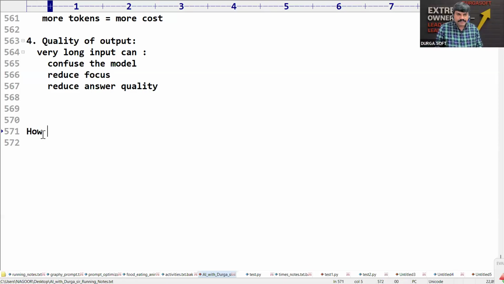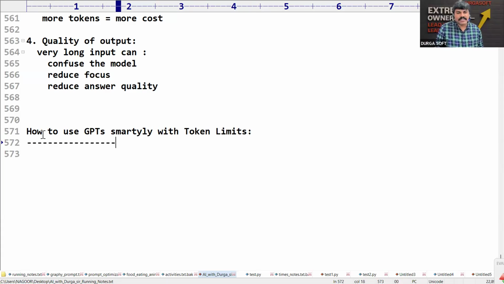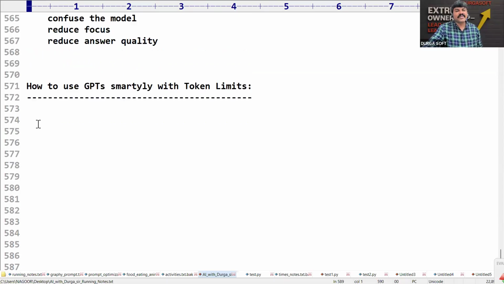Here is my next topic: how to use GPTs smartly with the token limits. Very important. So I'm going to provide multiple tips.